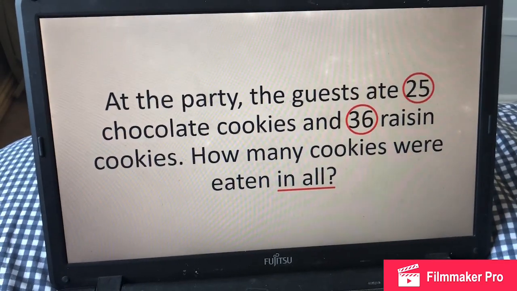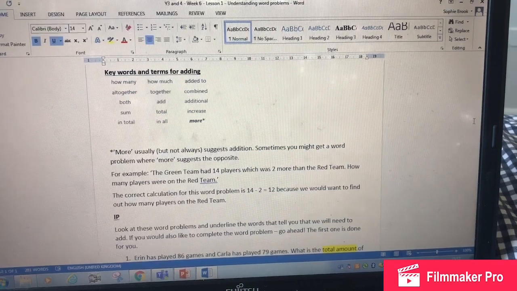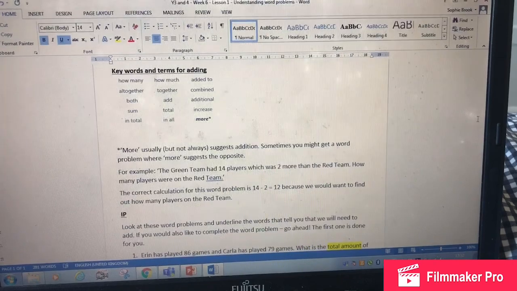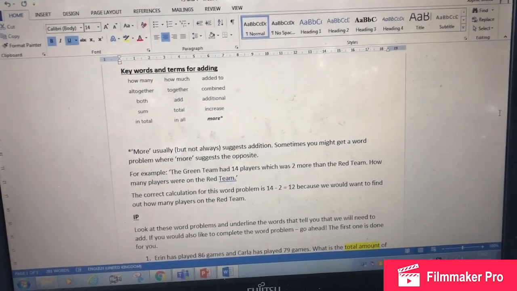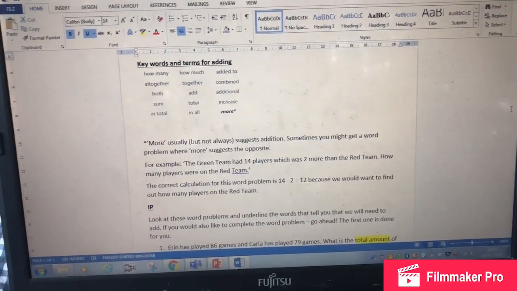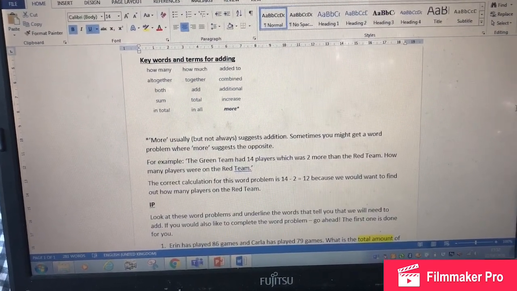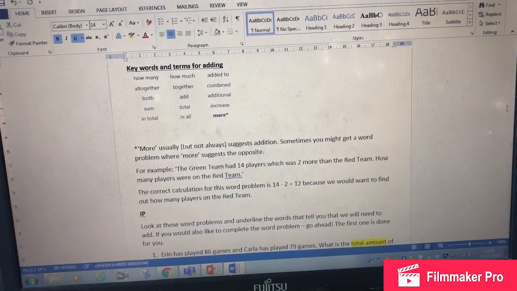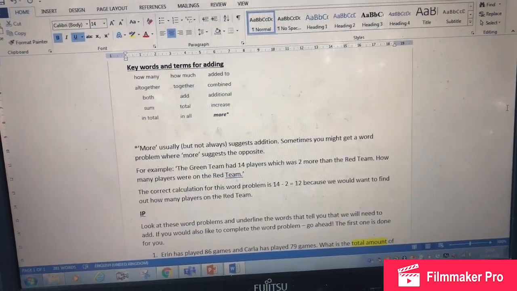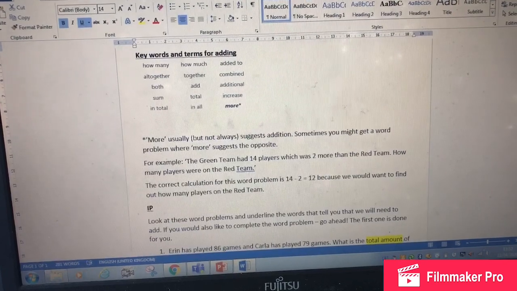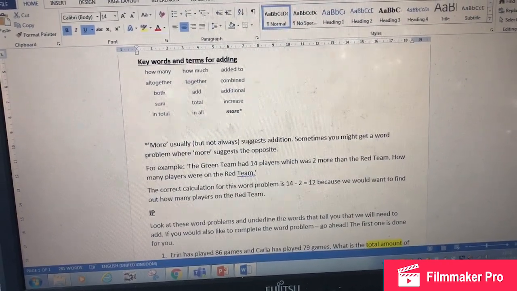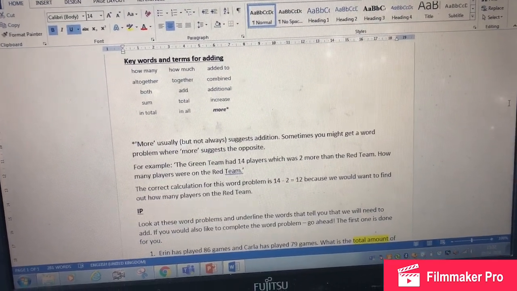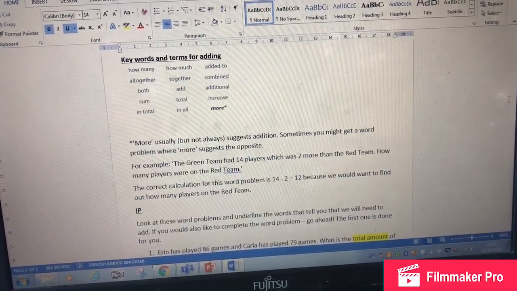Now, so this is the sheet that you might have got from the Willingham Primary School website. And here we've got some of the key words and phrases that mean that a word problem might mean adding. Now on this list I've added the word more, but it doesn't always mean more. So sometimes it's a little bit sneaky. So most of the time it suggests that a word problem will be addition, but sometimes more means the opposite.